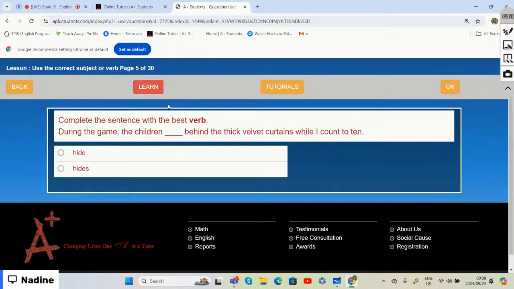Should I choose option two? It says the children, more than one person. Yes, so children is more than one. But remember how verb, what did we say? Does the verb end with s, es, or is? Or did we say the verb does not end with s, es, or is? That is basically the rule. So when we talk about more than one, do we say it ends with an S, for example, like hides, or it does not end with an S, like hide? What did we say?